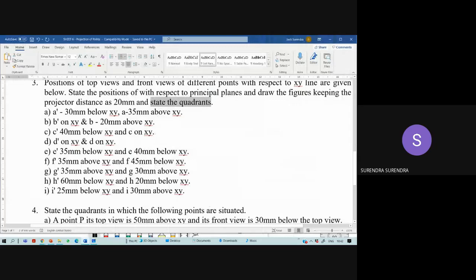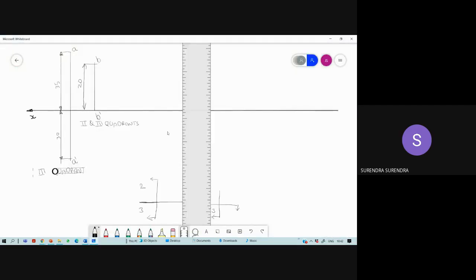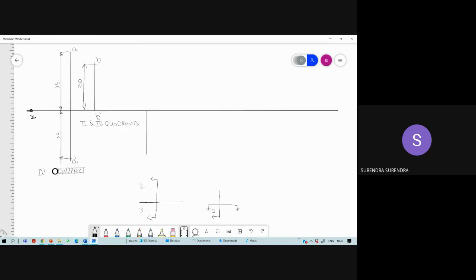What about point C? C dash 40 mm below and C on XY. C dash 40 mm below and C on XY line. C dash C.